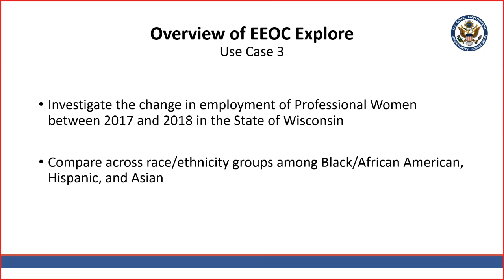Okay, let me squeeze in one more example before you get tired of my voice and the toggle between the 2 screens. We're looking to investigate change year over year in the employment of professional women in the state of Wisconsin. Further, one would like to compare across race ethnicity groups among Black, African American, Hispanic, and Asian groups. We'll achieve that by clicking the 4th tab, State Trends by Year, on the top.